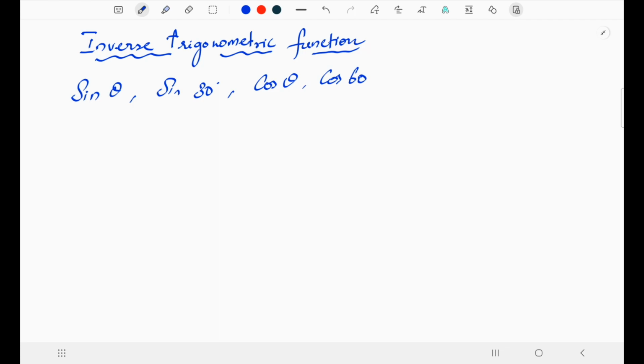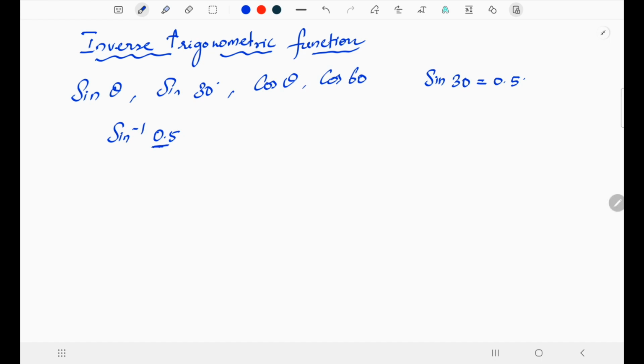Okay, the inverse trigonometric function. The notation is sine inverse. Sine inverse of a value. For example, suppose we take sine 30 degree. What is sine 30 degree? It equals 0.5. Okay, sine 30 approximately equals 0.5. So sine inverse takes the value, not the degree.